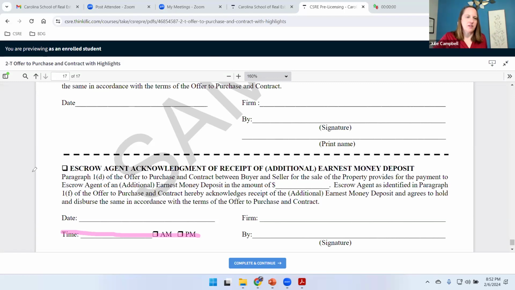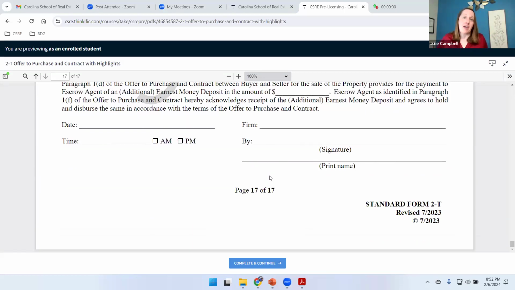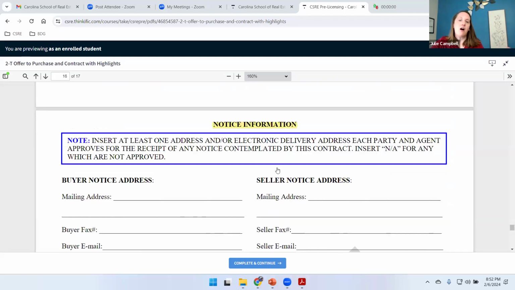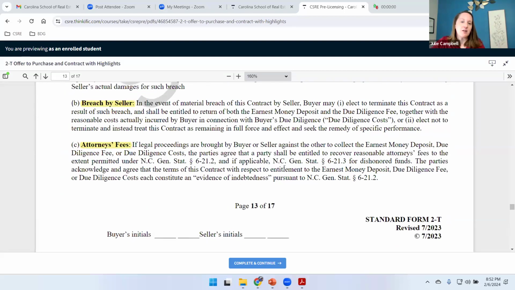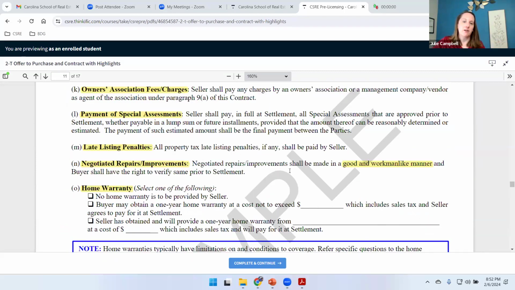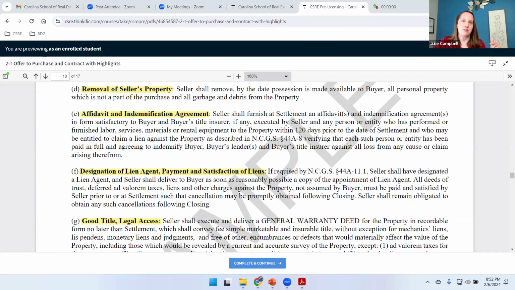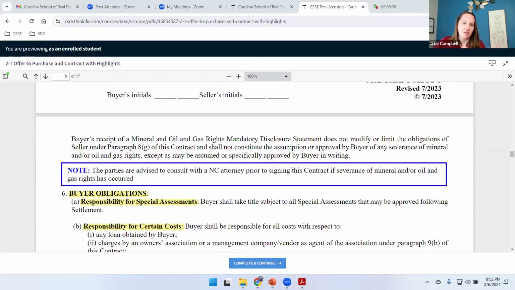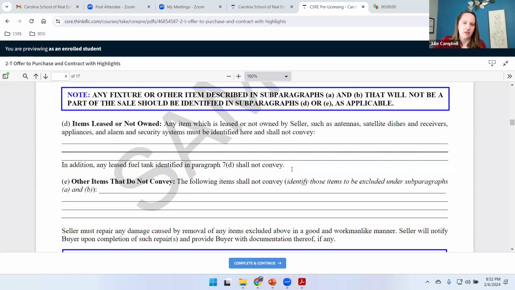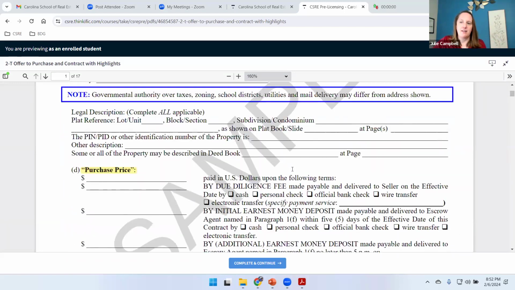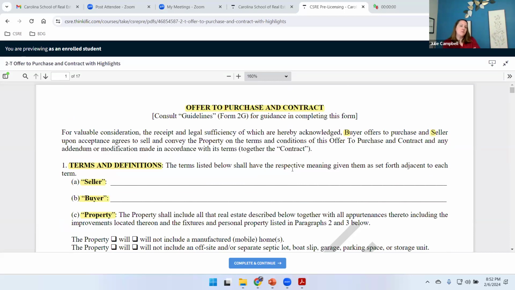This, ladies and gentlemen, is your 17-page offer to purchase and contract. The whole gist of this: the buyer agrees to buy the seller's property. It takes us 17 pages to say that. But guys, as you can see, there's a lot of information in here. And the best thing we can do for our clients is to be familiar with what's in this. They're not reading this. So we need to be familiar so we can have these conversations and discuss these things with them.